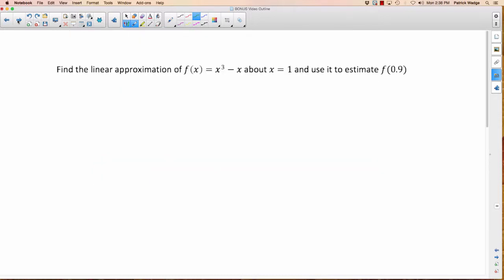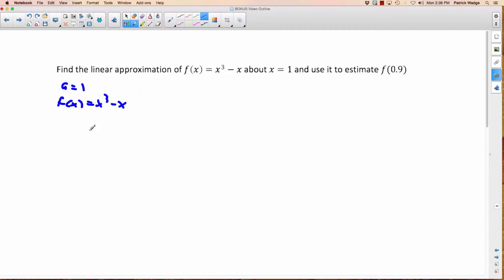Okay, a couple more. Find the linear approximation of f of x equals x cubed minus x about x equals 1, and use it to estimate f of 0.9. So when it says about x equals 1, this tells you right here that your a value is 1. And you know your f of x, obviously. F of x equals x cubed minus x.